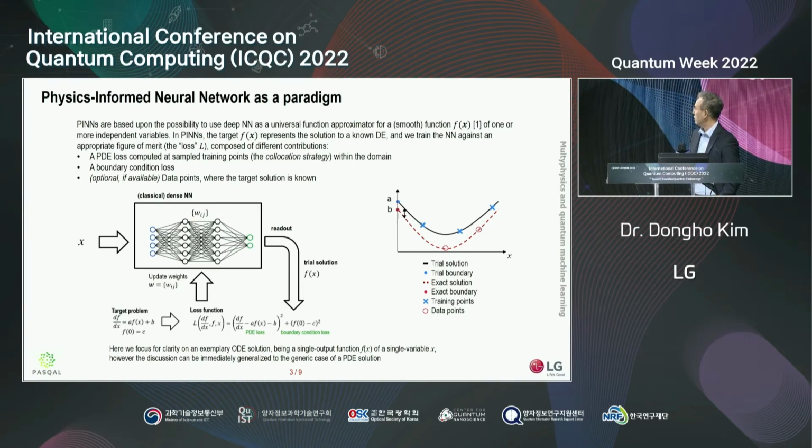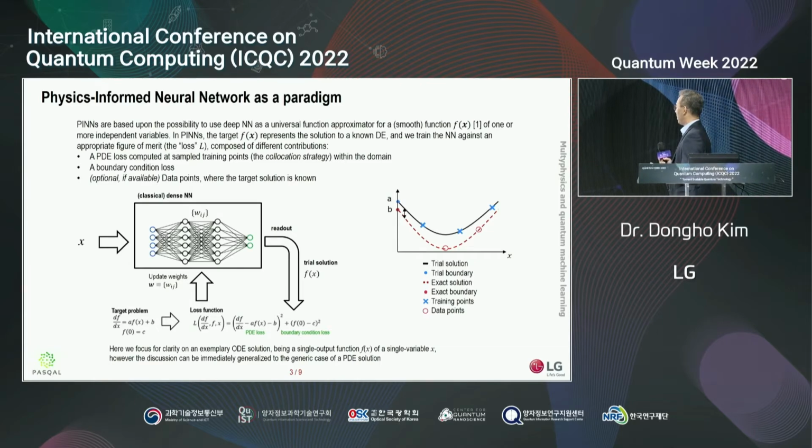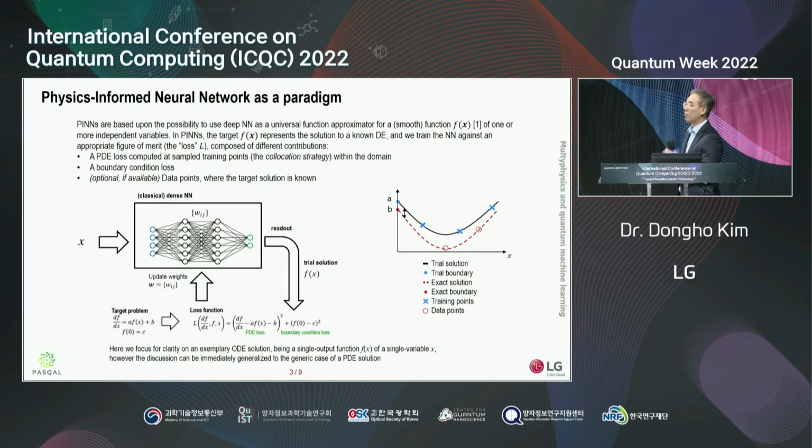By including some set of equations, starting from that, we pursue the exact solution by using the trial solution and controlling the updated weights. So this is the overall explanation of the physics-informed neural net.